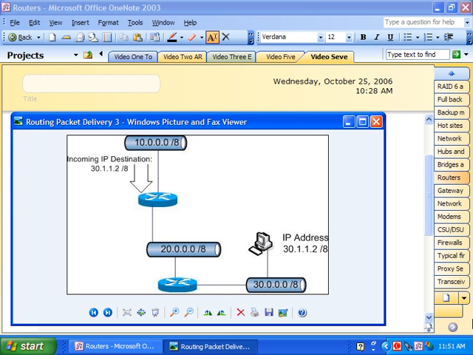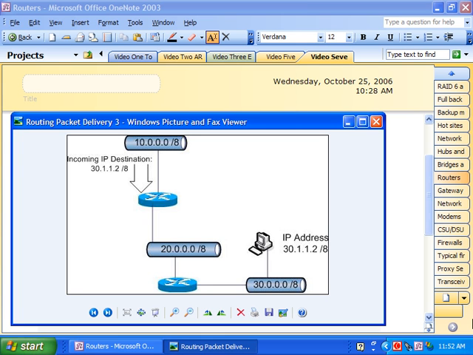But in this scenario, the first router is directly connected to networks 10 and 20. And that particular router is receiving a packet destined for the host you see at the bottom, 30.1.1.2. Well, the router is going to look in its routing table and see that it has nowhere to send that. It doesn't even know of the existence of that network, network 30. It doesn't have the faintest idea.